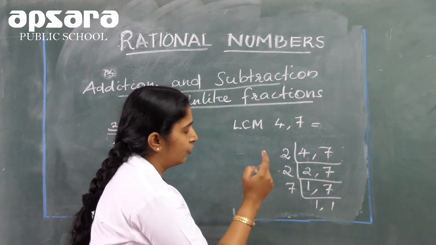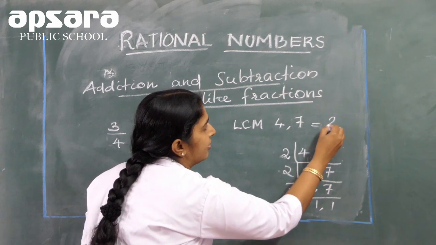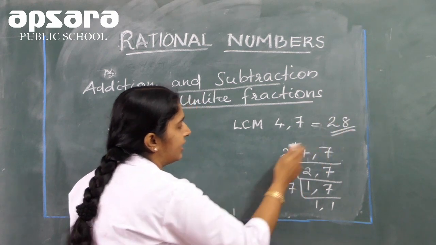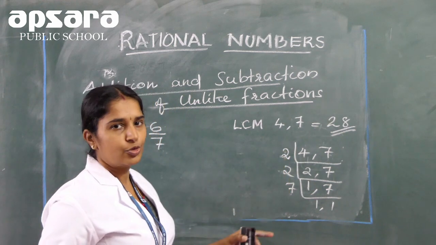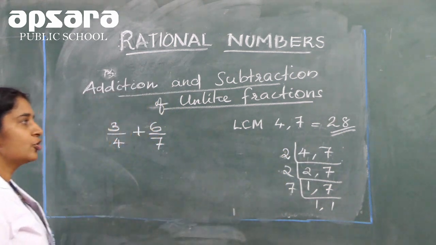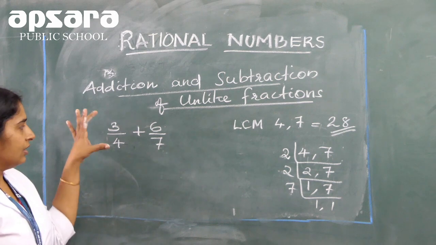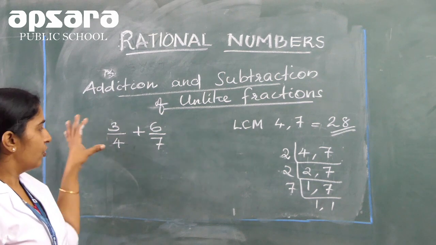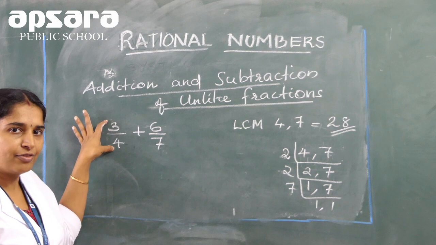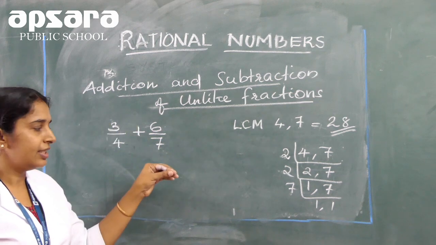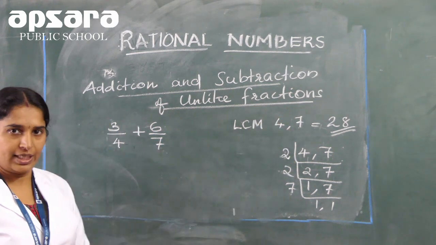2 into 4, 4 into 7: 28. 2 2s are 4, 4 7s are 28. Okay, LCM is 28. Now the first fraction is 3 by 4. We have to convert this 3 by 4 to a fraction where the denominator is 28.